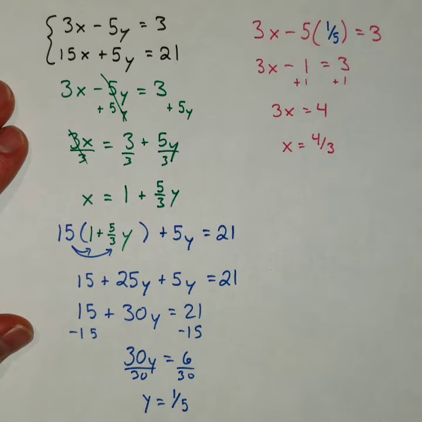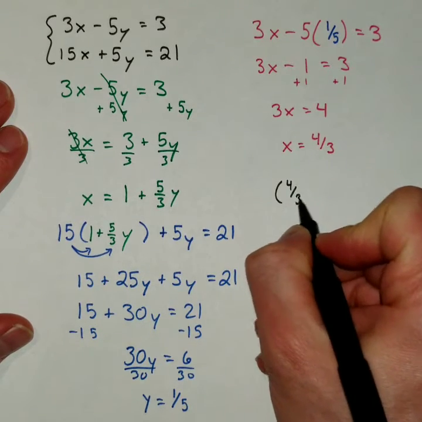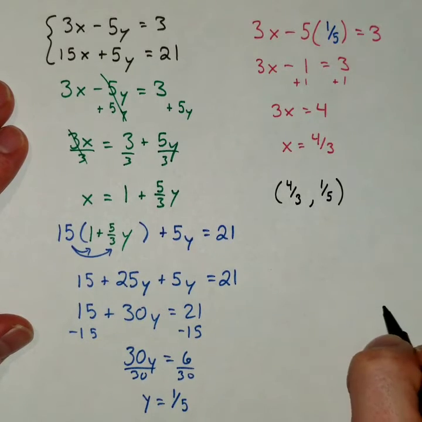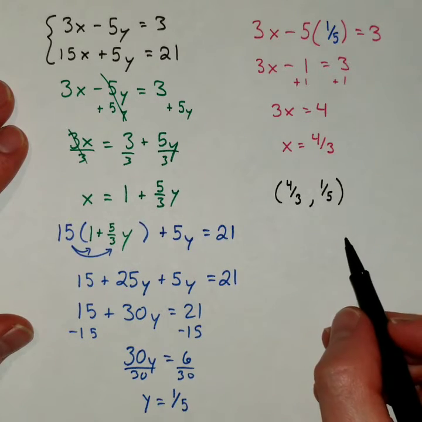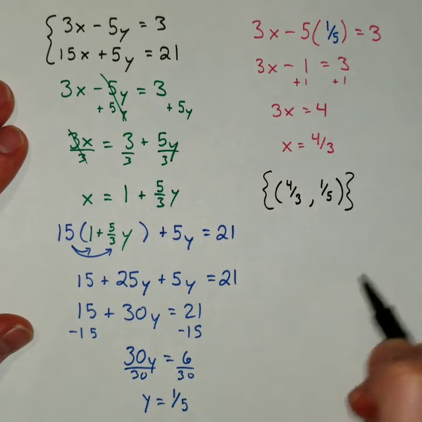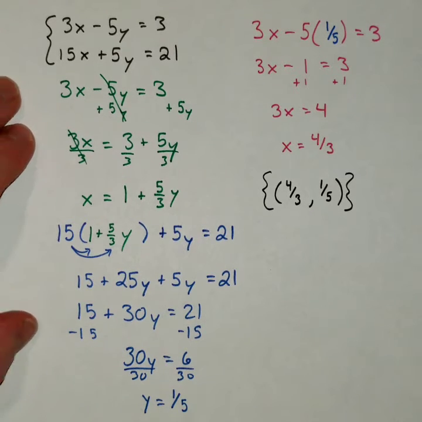Okay, so that gives me a final answer then as an ordered pair of 4/3 comma 1/5. And of course, because it is a system of equations, we want to use the solution set notation to box that in. Okay, now last example for substitution.